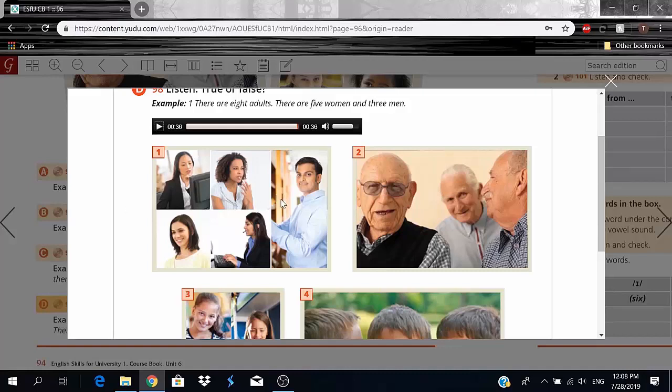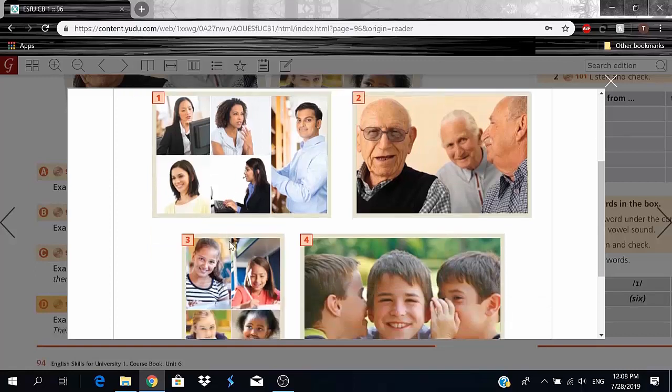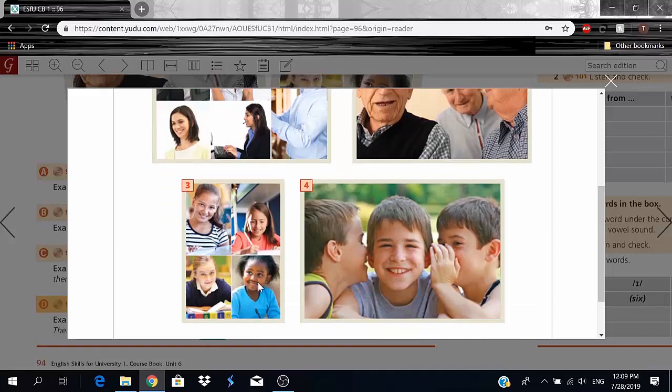Okay, now let's move on to number 2. There are 14 people. There are 9 male people and 5 female people. Okay, so total is there are 14 people. Okay, so let's actually count it one more time. So 1, 2, 3, 4, 5, 6, 7, 8, 9, 10, 11, 12, 13, 14, and finally 15. Okay, so there are 15 people, not 14, so this makes the statement false. But let's just keep going.